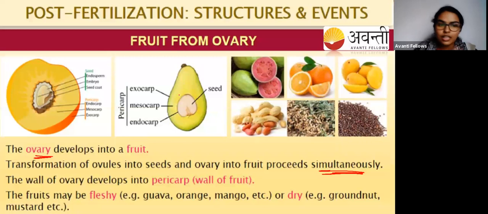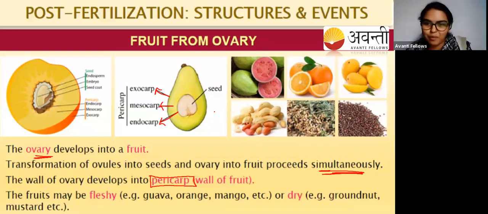into fruit. There are wall layers of the fruit, that is called the pericarp. So pericarp is the collective term for all the layers. But there are different layers in the fruit. The outer layer is called exocarp, the middle fleshy part is called mesocarp, and the internal part is called endocarp. And this is the seed. ये आपका seed है.